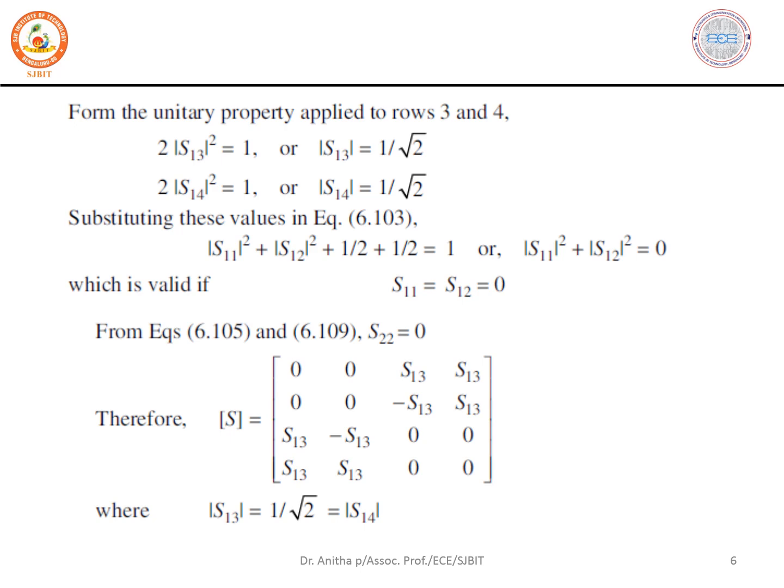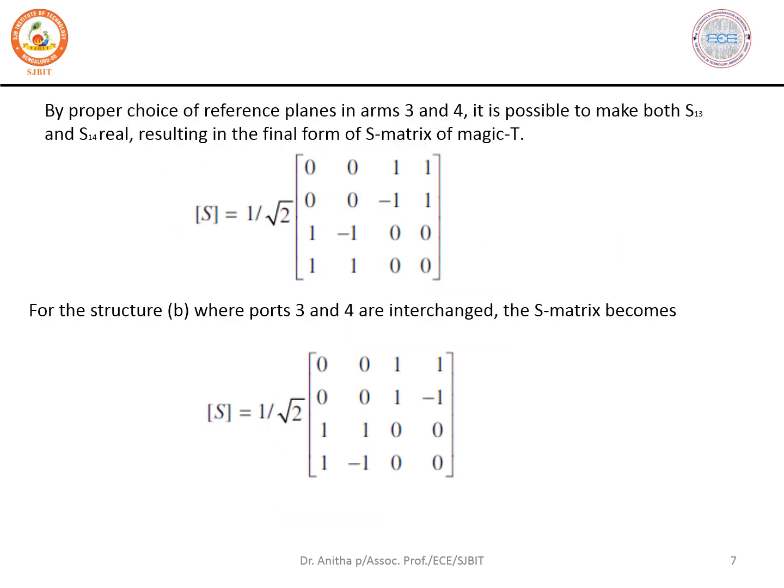Whereas in the E plane T and H plane T, we assume port 3 is perfectly matched, not port 1 and 2. Port 3 is perfectly matched considering S33 as 0, any one port. Whereas in the magic T, all 4 ports are perfectly matched. This is the final S matrix of the magic T, which you can observe by taking 1 by root 2 common. You can express with ports 3 and 4 as E and H.